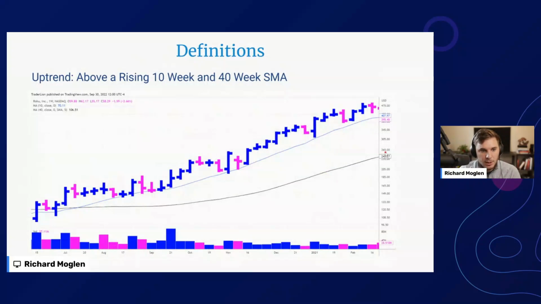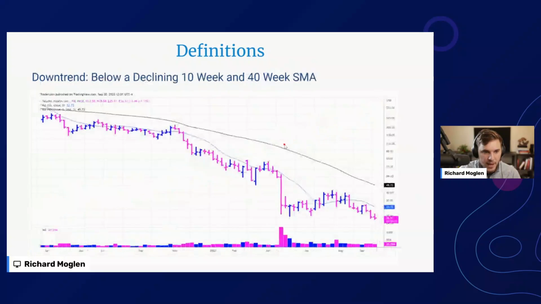So let's talk a little bit about definitions. I've mentioned these terms before: uptrend, downtrend, consolidation. First, an uptrend is simply when price is trending above a rising 10-week moving average, this blue line, as well as that 40-week moving average. That's as simple as it gets. This is a beautiful uptrend. I believe this is Roku back in 2020, an awesome move above those moving averages.